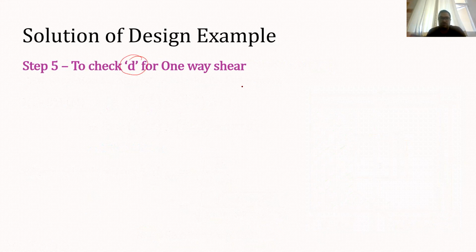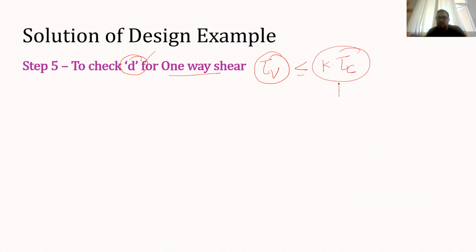Now for this D to be safe under one-way shear, we have to satisfy a condition. And what is that condition? In one-way shear, we generally calculate the shear force, and shear force per unit area of cross section is called nominal shear stress. So we have to satisfy the condition that nominal shear stress should be less than or equal to K into tau C.